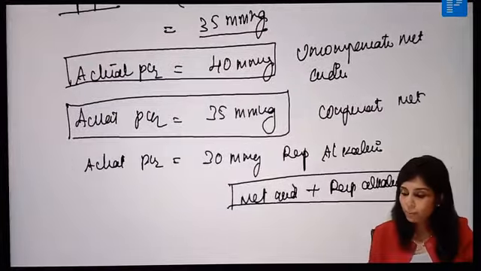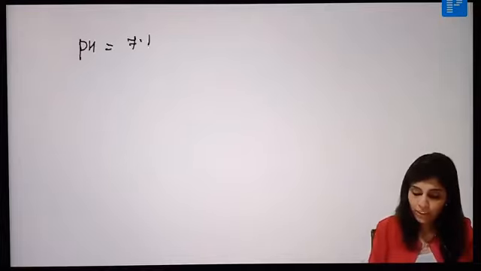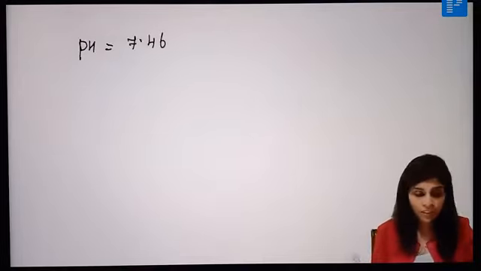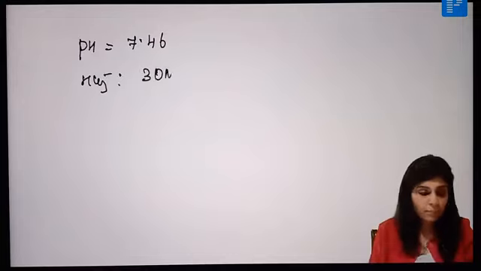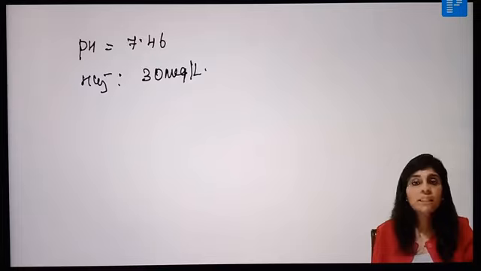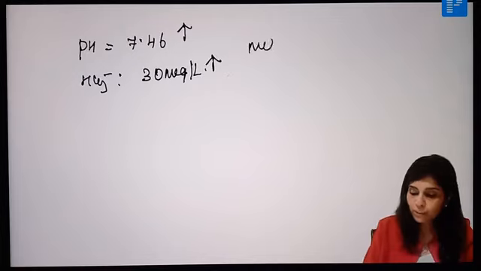Now, what if your patient has got metabolic alkalosis? Say the pH of your patient is 7.46, which means it is alkalosis. And the person's bicarbonate happens to be 30 milliequivalents per liter. So high pH accompanied by high bicarbonate, which means it is metabolic alkalosis.